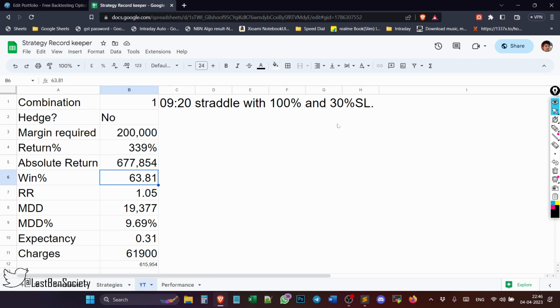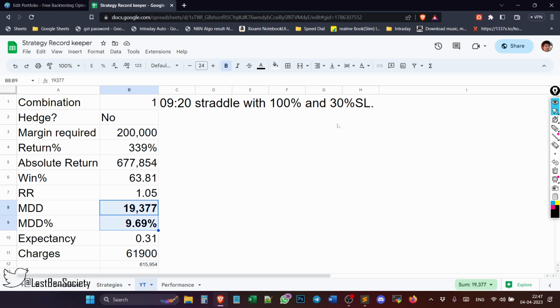Win percentage is 64%. It's not a very bad win percentage, it's a decent win percent that you have right there. The risk to reward is greater than 1. Very good. Now the max drawdown is a concern here. The max drawdown here is 20,000, that is 10% of your capital. You should not be running a system with a maximum drawdown of 10% in the starting.